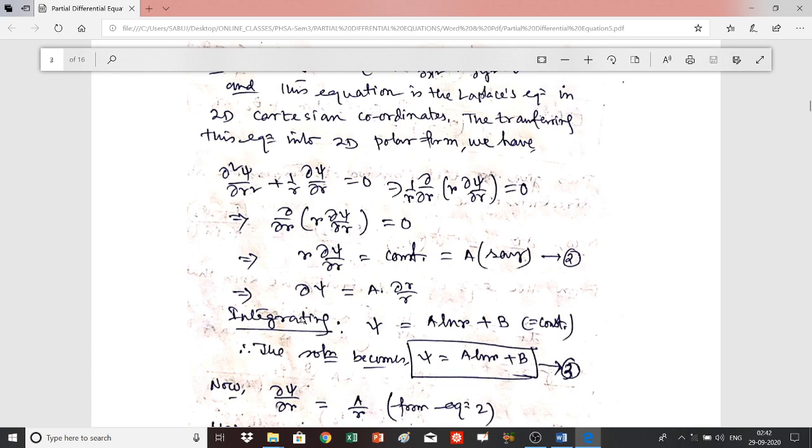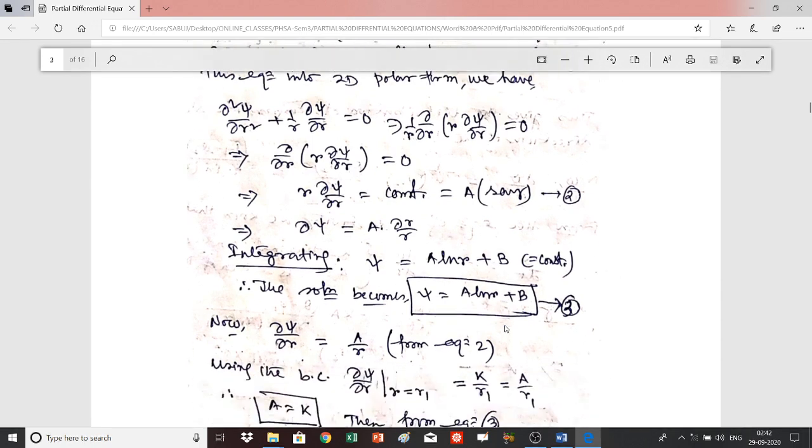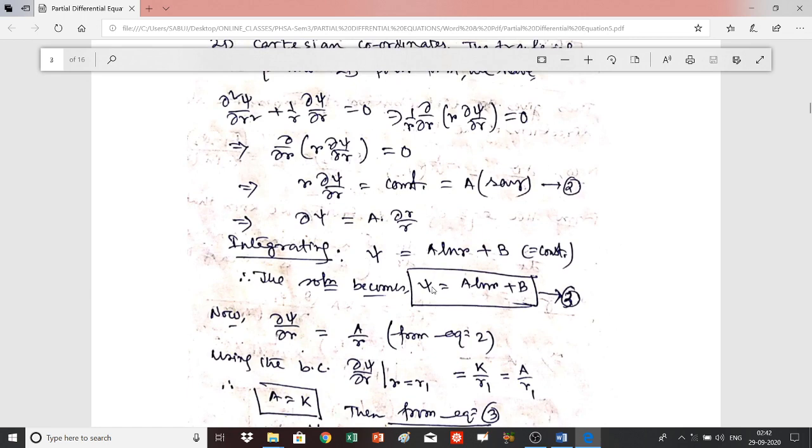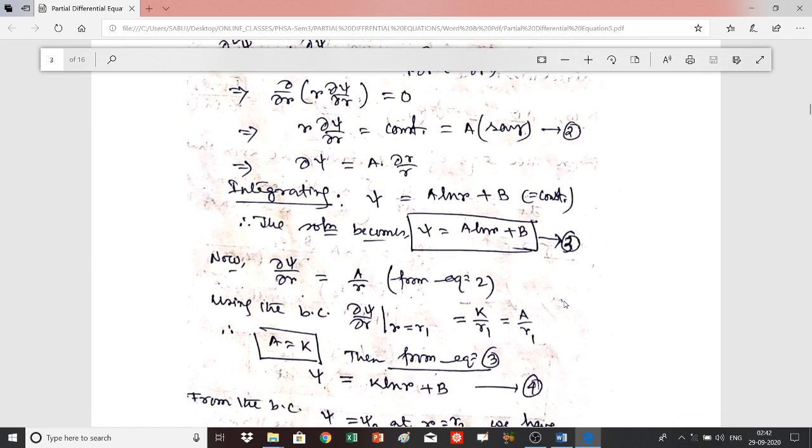Now integrating this expression, you will get psi is equal to a by r del r, and del r by r will give you log r. So a into log r plus another constant b. So the solution becomes psi is equal to a log r plus b. This is the complete solution for psi in two-dimensional polar coordinates.